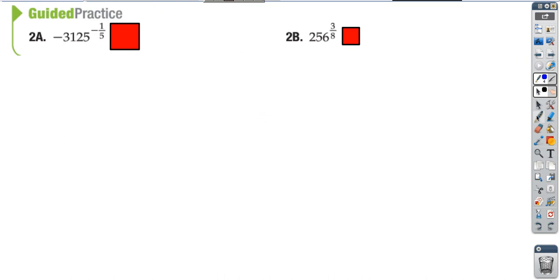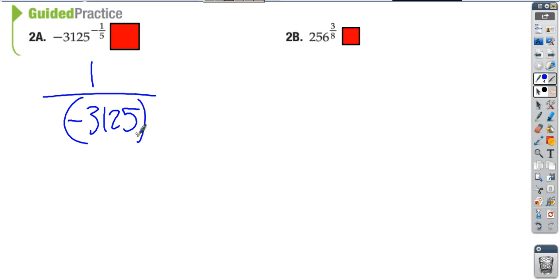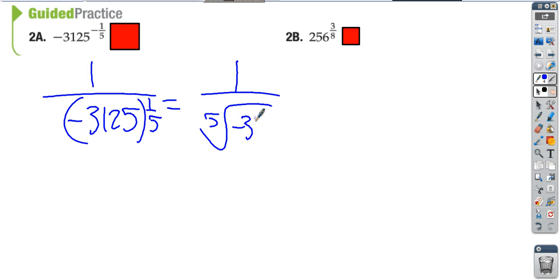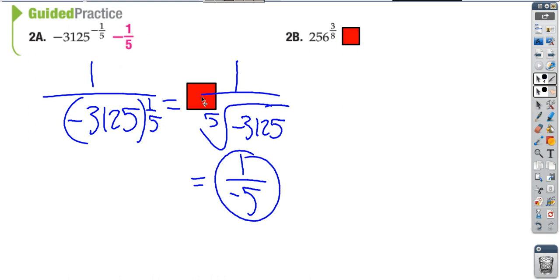Alright, so a couple more. Negative 3125 to the negative 1/5. So we're going to flip that and make the exponent positive. Okay, what does that mean? That means take the 5th root of this number right here, and that's a perfect 5th power. It's actually negative 5. So that's 1 over negative 5, or just negative 1/5.